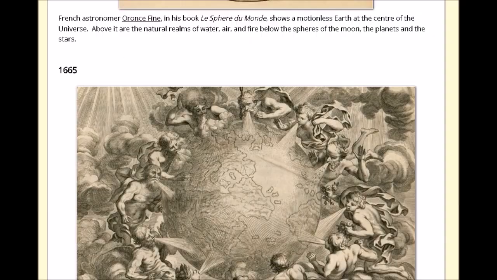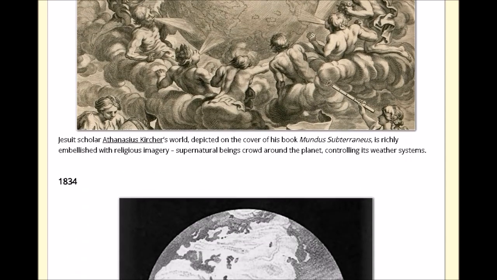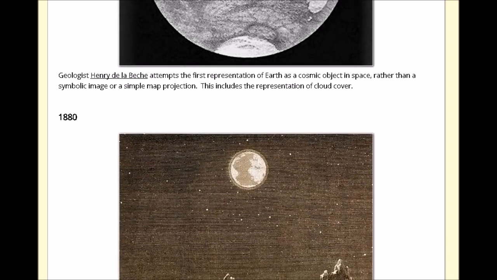And then 1665, you have the Jesuit creation there, and the Jesuits get busy, I suppose. And then 1834, this one's also interesting. Geologist attempts the first representation of Earth as a cosmic object in space. Darn, that looks pretty good. It looks like the stuff that NASA uses, so they probably just took his 1834 image and turned that into the blue marble. And then in 1880, we have this image of the Earth.